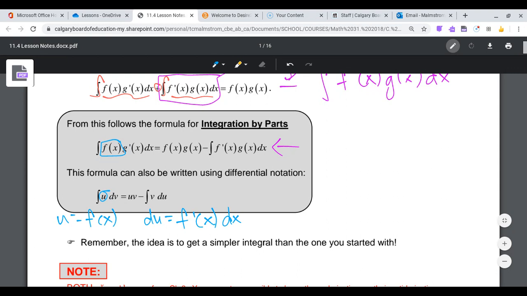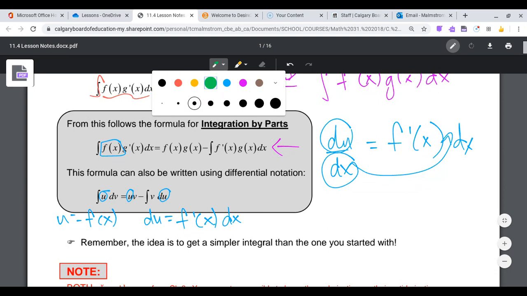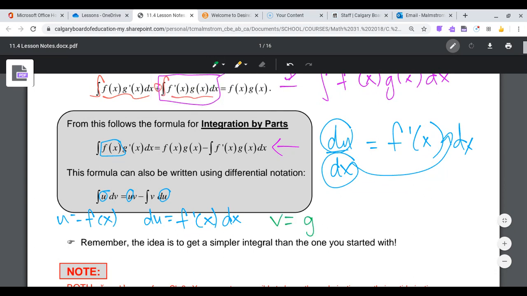All we've done is taken du on dx, which is the derivative of u in terms of x, giving us f prime of x, and then we've multiplied the dx up to give us a du. That is all of our parts in our formula. They've done the same thing with g of x, but g of x is v. If I take the derivative of g of x in terms of x and then move the dx up, I would get g prime of x. So that would be these parts in the formula.